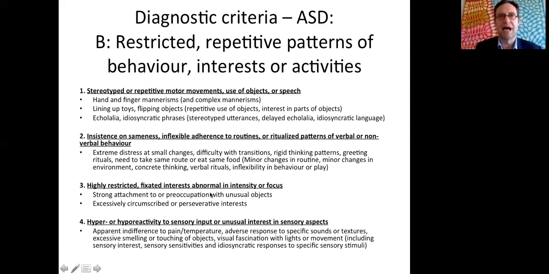And the fourth domain, which was added in DSM-5, is that many people with autism might be either hypo or hypersensitive to particular sensory stimuli. So that might be the sight, the smell, the look, or the feel of something. They might either really like the sight, the smell, the look, or feel, or they may be very sensitive to the sight, the smell, the look, the feel of particular things. And they can lead to very significant impairments in daily life for many people.